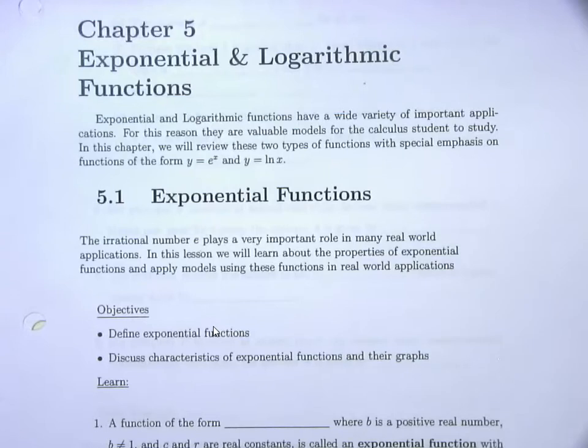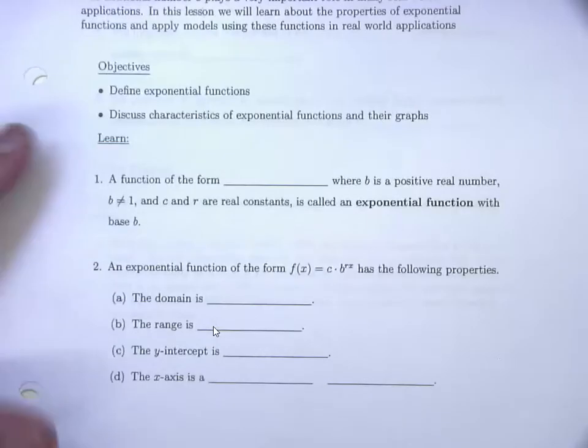The irrational number e plays a very important role in many real-world applications. e is that 2.71828 number that you've seen before. In this lesson, we will learn about the properties of the exponential function that apply to models using these functions in real-world applications, because you're going to see this stuff again in your future classes, I guarantee it. So here we go. Let's look at the learn mode here.